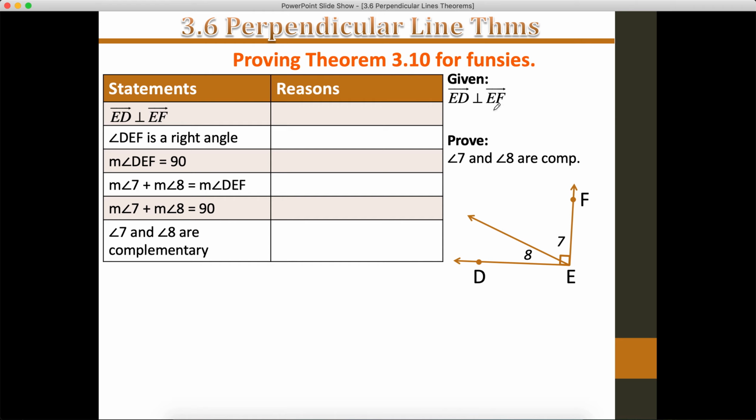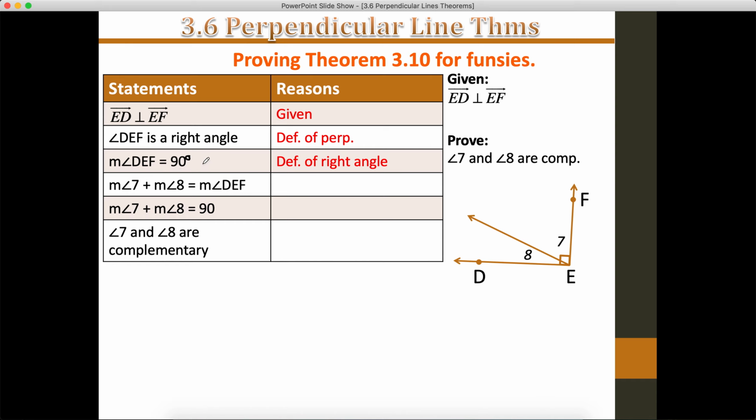ED is perpendicular to EF, because we're told so. The two rays are perpendicular, as the diagram indicates and as the given says. This implies that DEF is a right angle because being perpendicular implies that you have right angles. That's literally what it means to be perpendicular. And along that same line of thinking, DEF measures 90 degrees because that's what it means to be a right angle. And again, that's what it means to be blank, implies that you are evoking the definition of that thing.